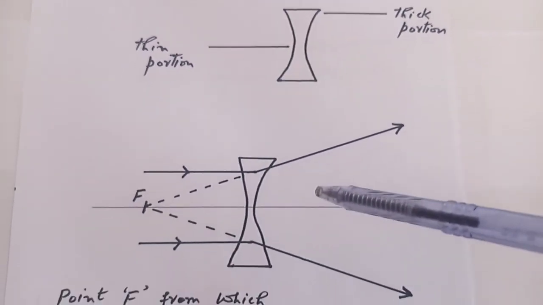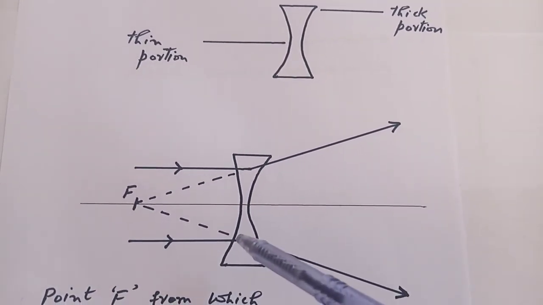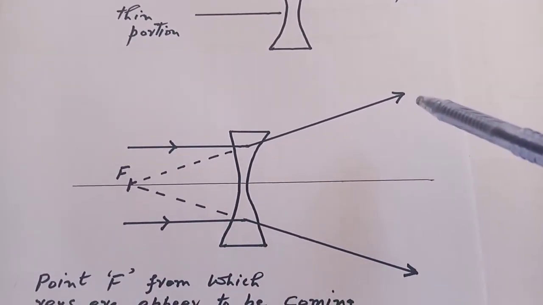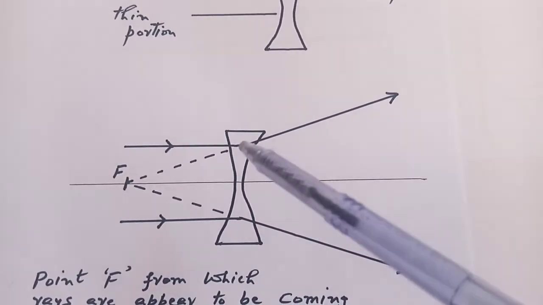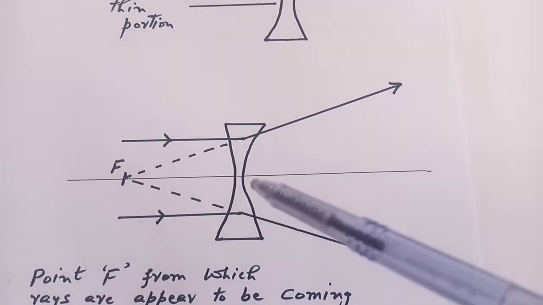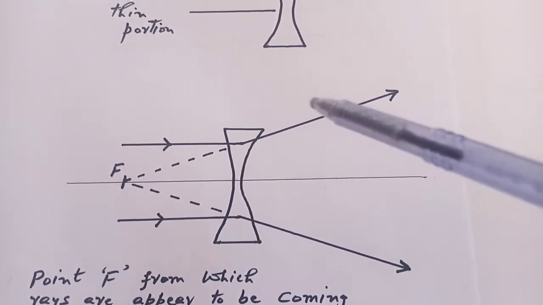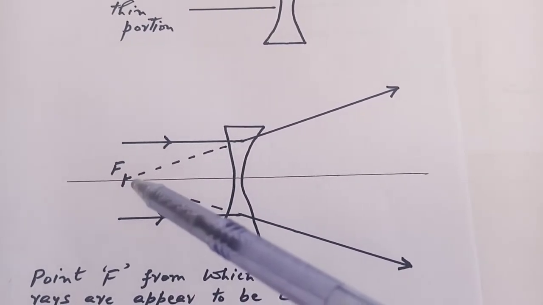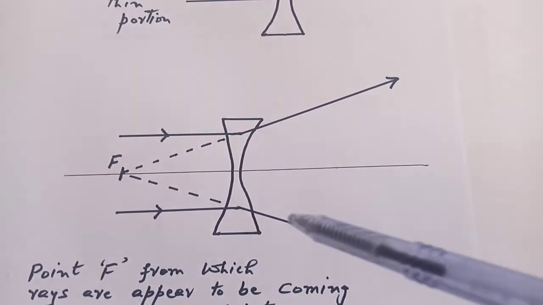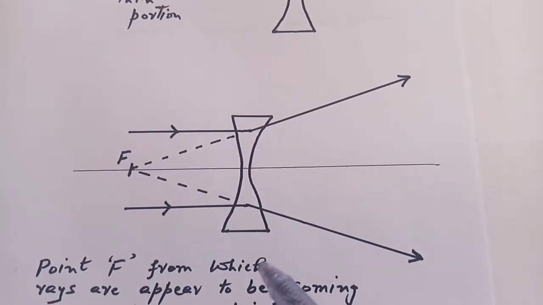Also, according to second definition, these are the parallel rays of light, this ray and this ray. After passing through the lens, these rays diverge. So this lens is called as a diverging lens or concave lens because this lens diverges the parallel rays of light. Now these rays appear to be coming from this point F. If we trace these rays backward, they combine at this point F. So this F point is called as focus of the concave lens.